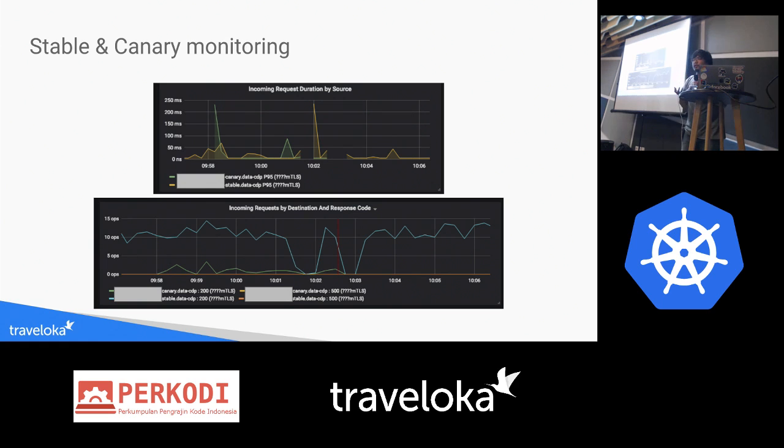This is how we did stable and canary monitoring. Currently in Traveloka Data, we call the current version stable and the new version canary. If you see here, there are two lines: the green one is the canary, and the yellow one is the stable. When we deploy the canary to the cluster, we can really see the latency of the stable one and the latency of the canary. And right here is the number of requests. When we start deploying the canary, we are able to see the number of requests coming to the canary, the green one. Because we give it 10% traffic, we can also see what the traffic in the stable looks like. So you can see it immediately without changing anything.